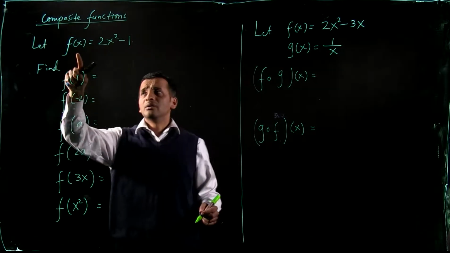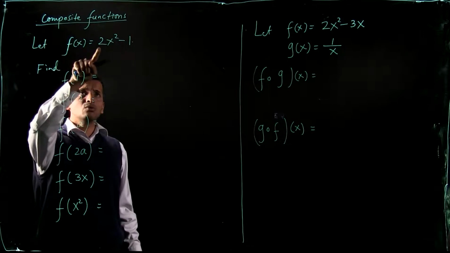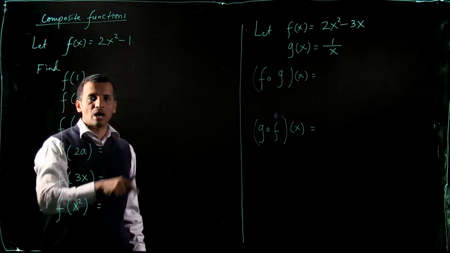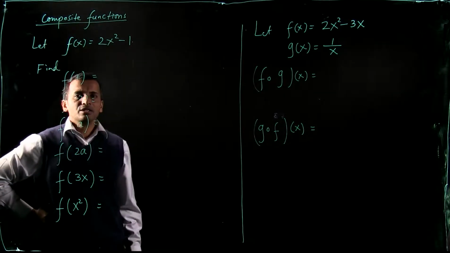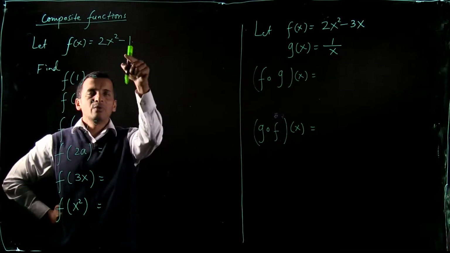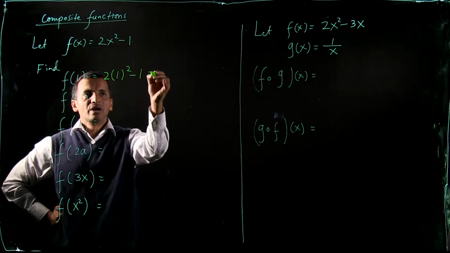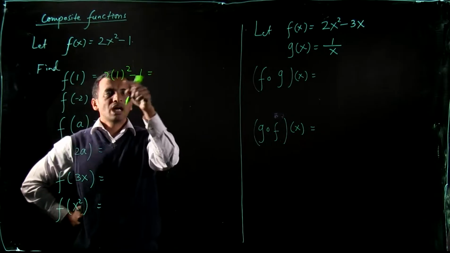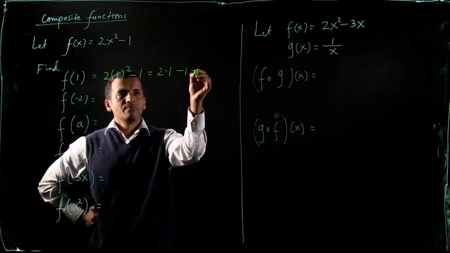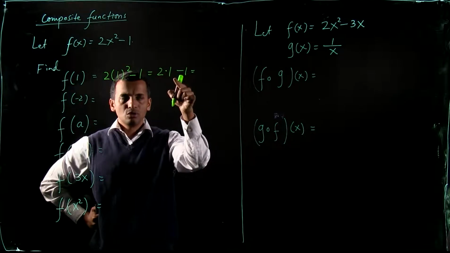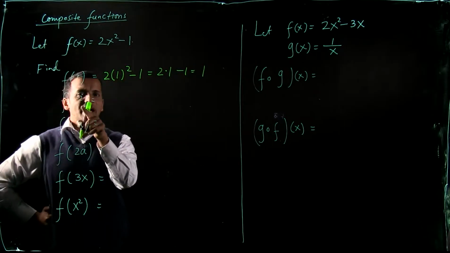For the first example, you can see that f of x is equal to 2x squared minus 1. So how do you find f at 1? You replace all x by 1, so it will be 2 times 1 squared minus 1. 2 times 1 squared is just 1, so 2 times 1 minus 1. 2 times 1 is 2, minus 1 is just 1.